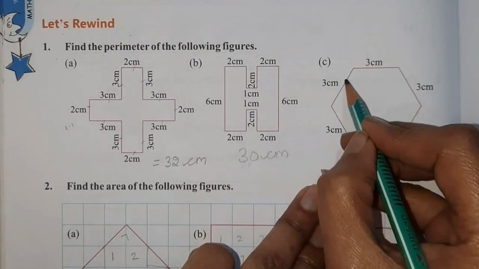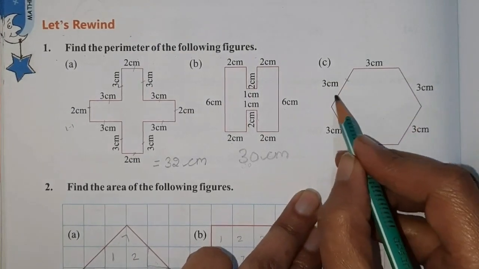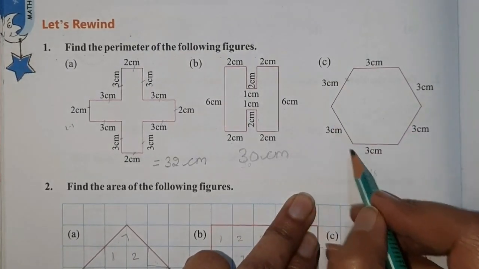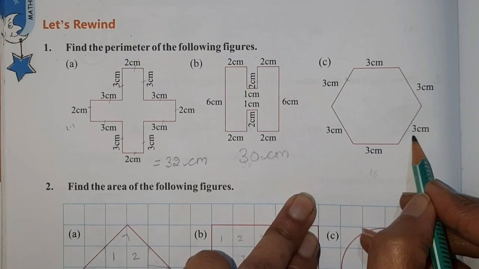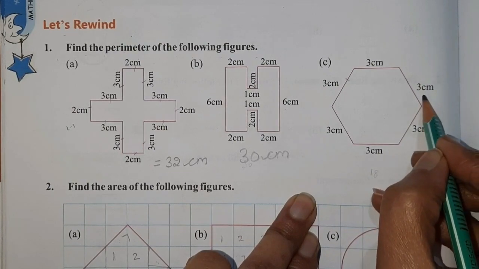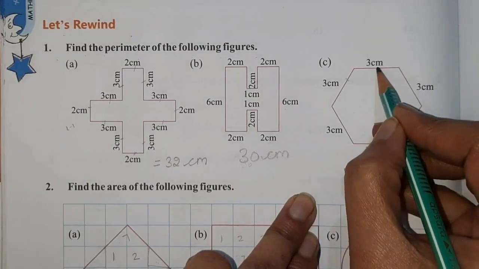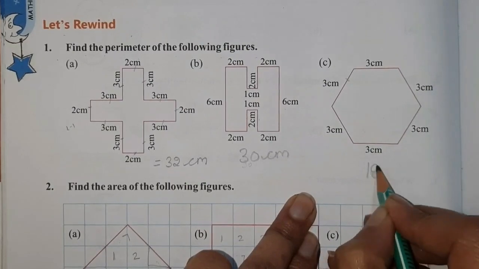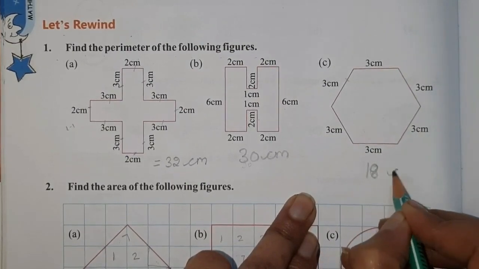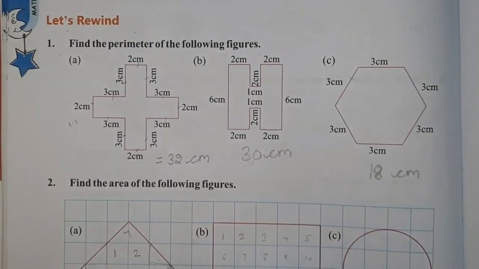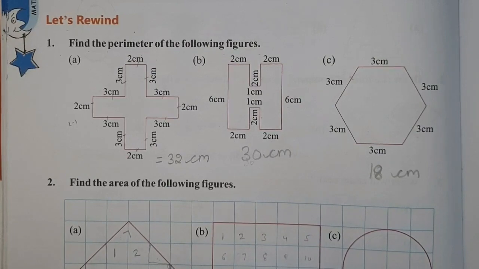And here start from this side, any side you can take. 3 centimeter, 3 plus 3, 6 plus 3, 9 plus 3, 12 plus 3, 15 plus 3, 18. So 18 centimeter. I hope you have got the correct answer.